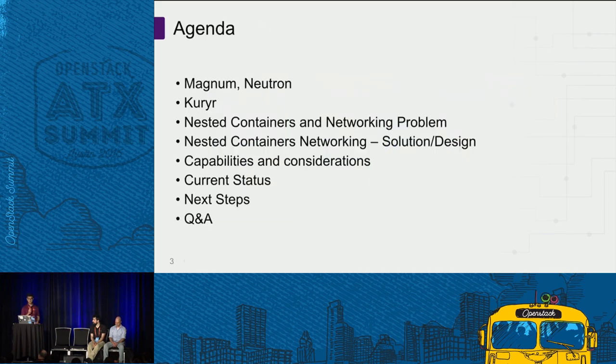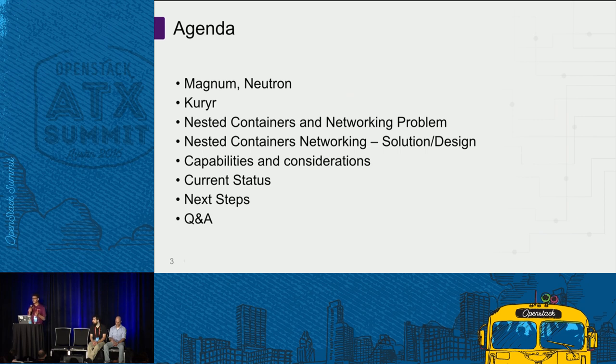So the agenda for today's presentation is we'll talk about a brief introduction about Magnum and Neutron. We would like to cover the integration of Neutron, Magnum, and Kuryr, so I'm not assuming here that all of you know all the things. So we'll give a brief introduction, and those of you who have background on some of these things, please bear with us. Then we'll go over the problems which are there today in the networking for nested containers. And the way the solution exists today, there are some limitations there, and Gal will cover that.